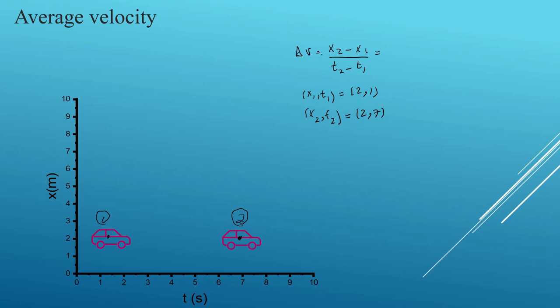So now let's calculate the average velocity. My average velocity is going to be x2 minus x1, which is 2 minus 2, right? And the time is going to be 7 minus 1, right? So my average velocity is going to be 0. What does that mean? Don't be surprised here, because if I move the car in a straight line and bring it back, the average velocity is going to be 0, right?